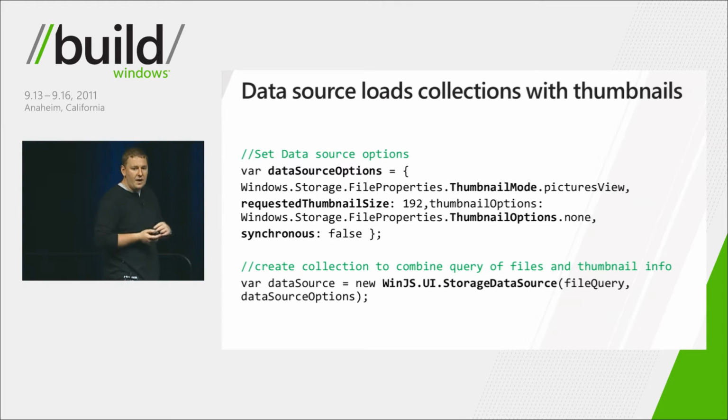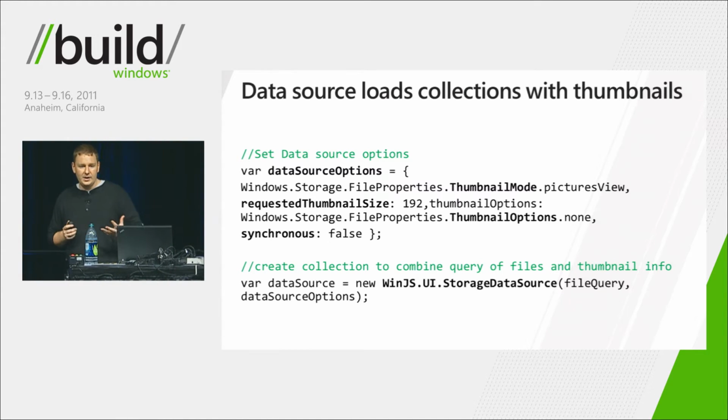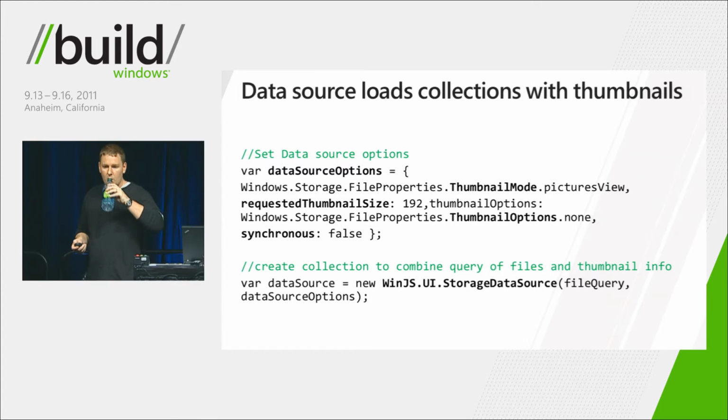So now that we've done that, just like with the file query, where we defined our options and then we created it, we've now got our options for the data source. We're going to go ahead and call the WinJS UI storage data source adapter and marry the file query, which has all our items and properties, to the thumbnails that we want. And this gets us a fully loaded collection. This is the thing that allows us to smoothly pan through because we've read all that into memory and we're treating your entire collection as a single entity.